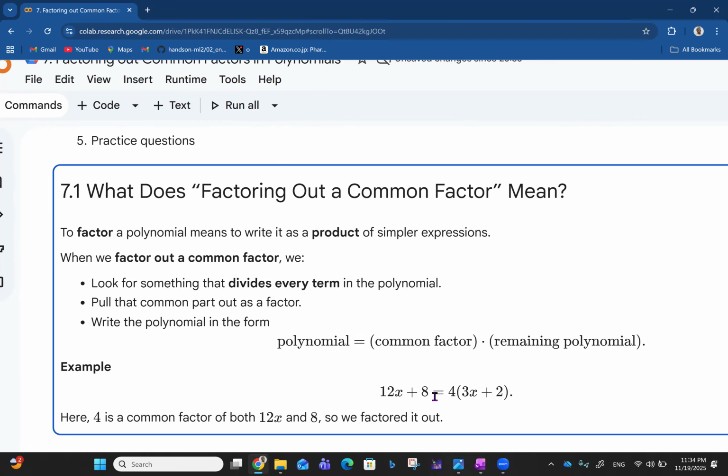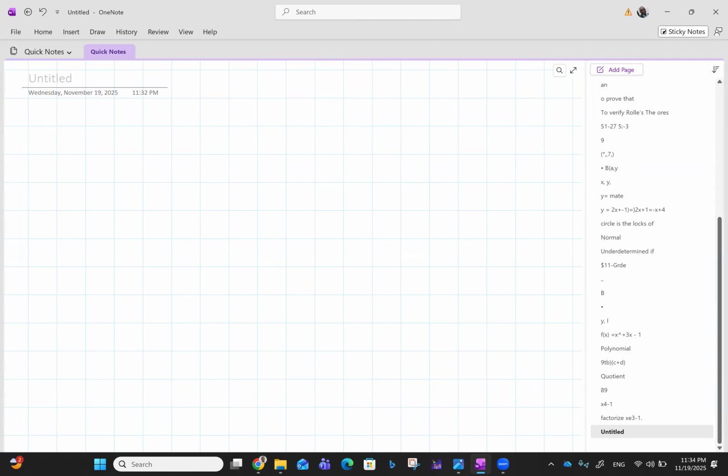Example, we have 12x plus 8. So 12 and 8 have 4 in common. So we take out the 4 and the basic idea is just this. You have 12x plus 8. You want to factorize 12x plus 8. And you know that 12 and 8 have 4 in common.